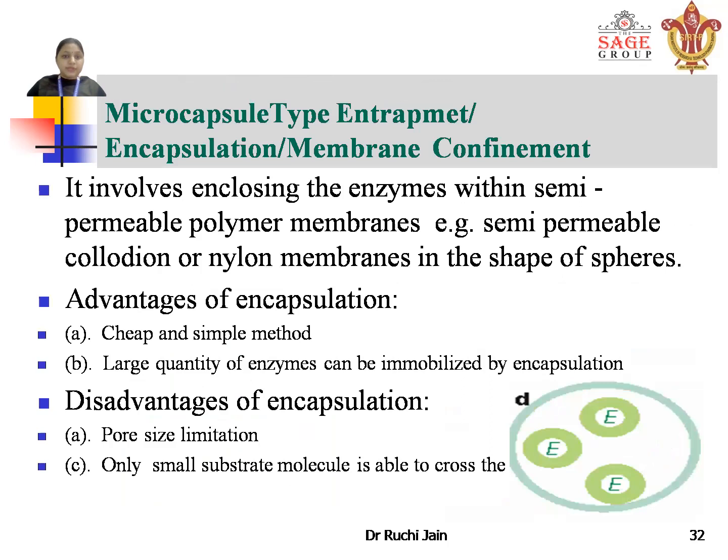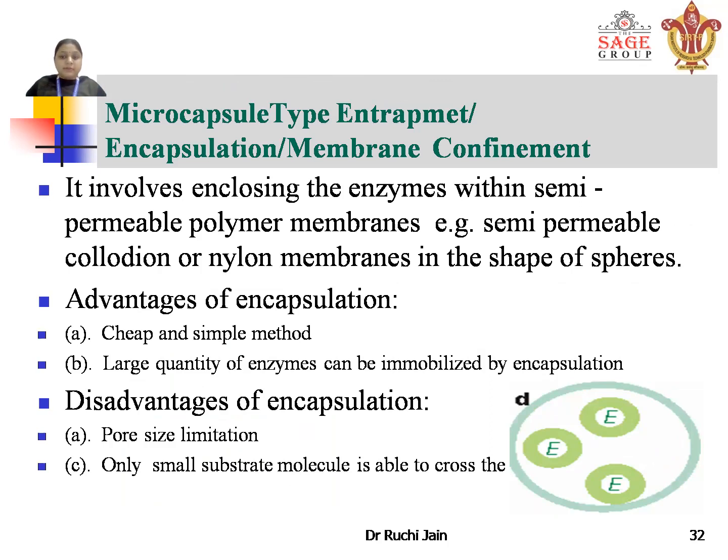In microencapsulation type of entrapment, sometimes we use a semi-permeable polydiene or nylon type of membrane, so that a semi-permeable membrane is formed and inside that enzymes are entrapped. So in the encapsulation method, a semi-permeable membrane is formed by certain polymers and enzymes are entrapped into it. The advantage of the encapsulation method is that it is simple and cheap, and a large quantity of enzymes can be immobilized by this type of method.